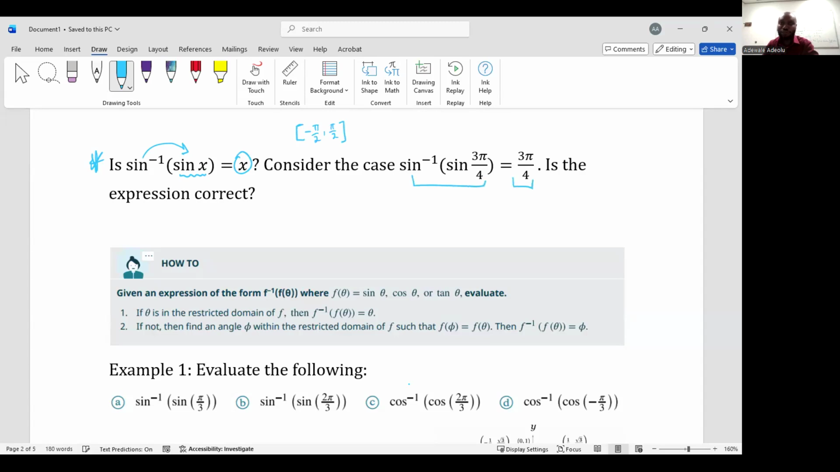For example, consider the case we have here. Can we say this is true? No, that is not true, since 3 pi/4 does not belong to this restricted domain for sine. Or we say it is not in the range of sine inverse.